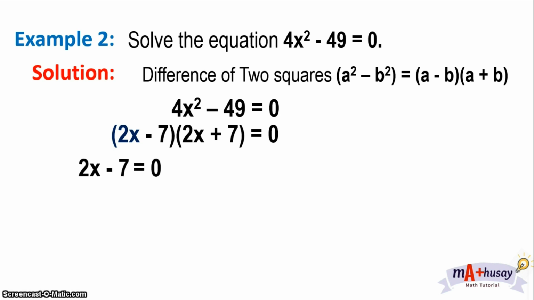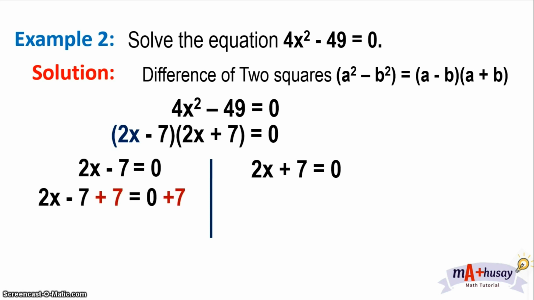Now, we can solve for the values of x. So, we have two equations. Applying the zero product property, 2x minus 7 equals 0, and the other one, 2x plus 7 equals 0. Now, we have to add positive 7 to both sides of the equation for 2x minus 7. When we add positive 7, the 7 cancels, and on the left side, what remains is 2x. On the right side is positive 7. So, to solve for x, divide both sides of the equation by 2. Then you have x is equal to 7 over 2.